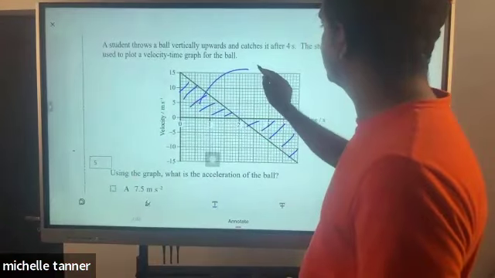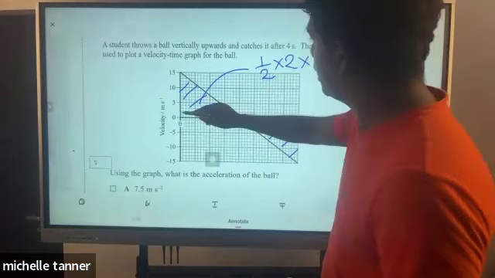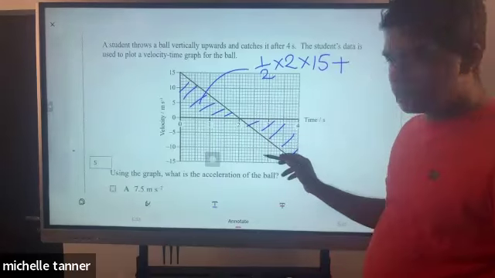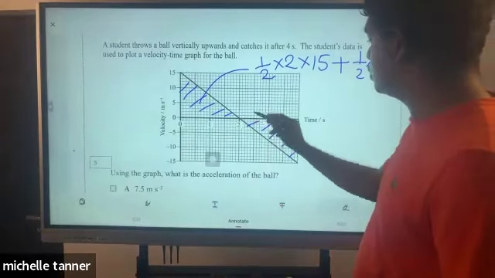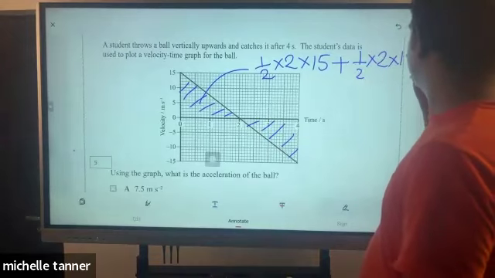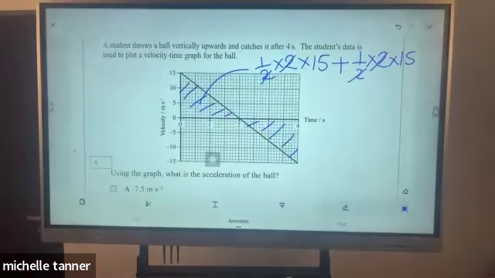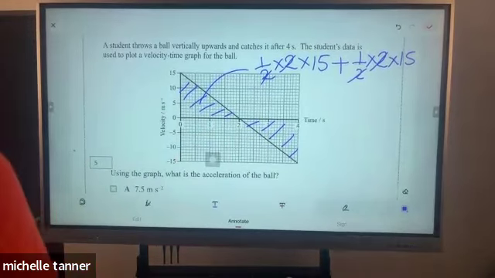This triangle has base 2, height 15, plus the area of this lower triangle, base 4 minus 2 is 2 again, height also 15. The 2s cancel. 15 plus 15, 30 meters. Addition of the areas, correct, because it is distance. Good.